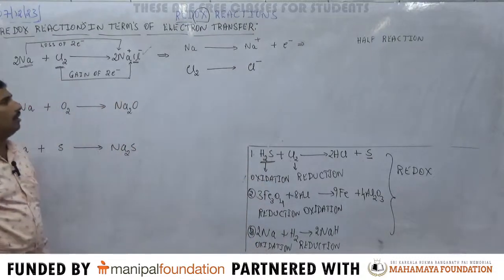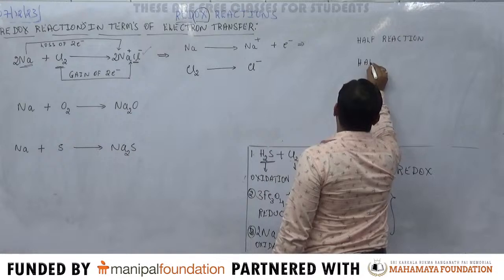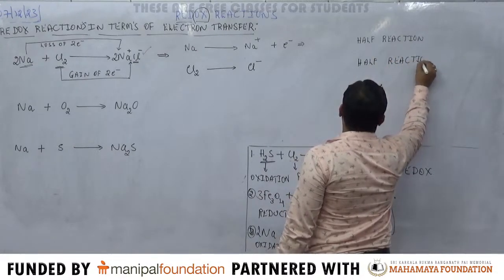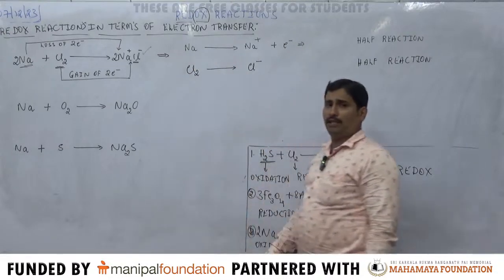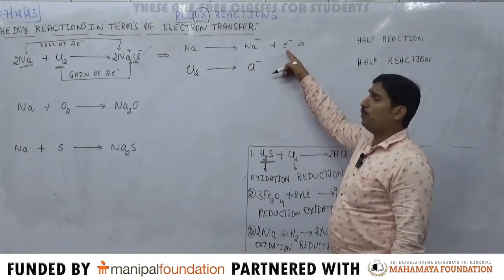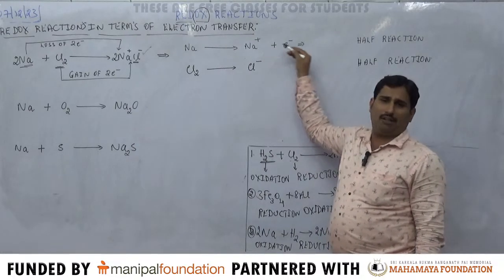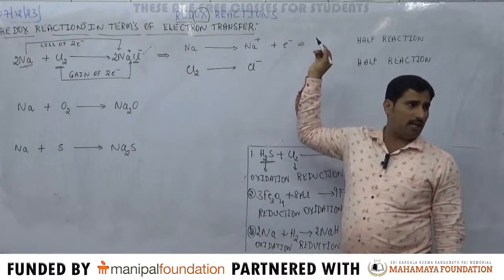Now, this is again a half reaction. And here it is very clear that the electropositive element sodium can easily give one electron, and it can be converted into Na plus. And the change in enthalpy, you have already studied in the third chapter. What is the change in enthalpy known as?